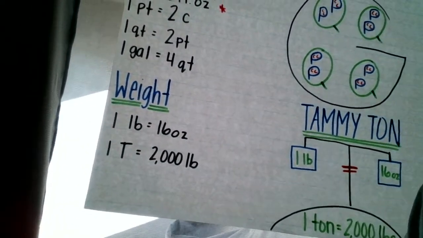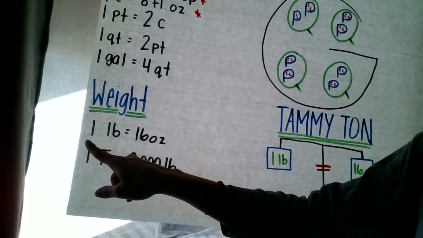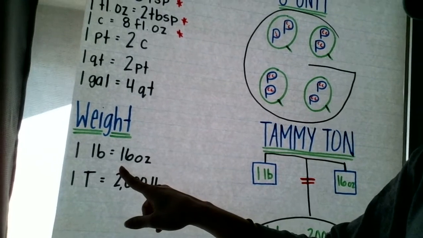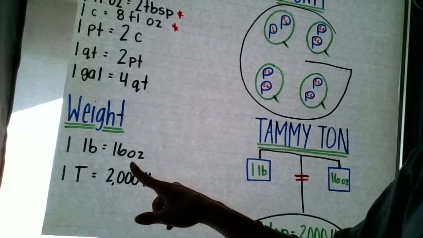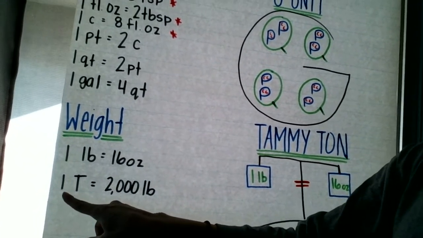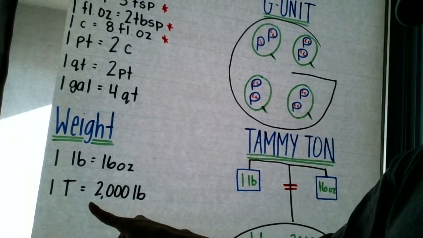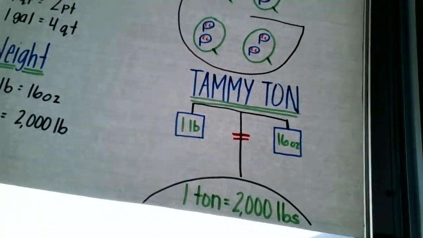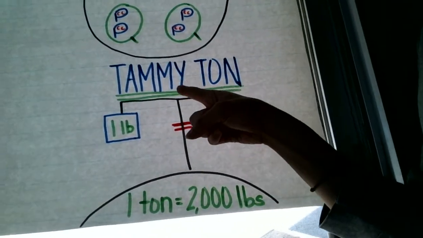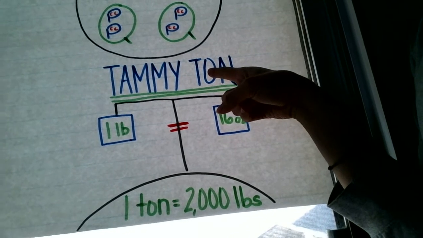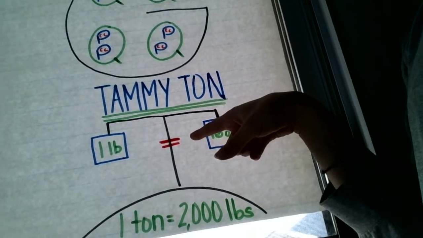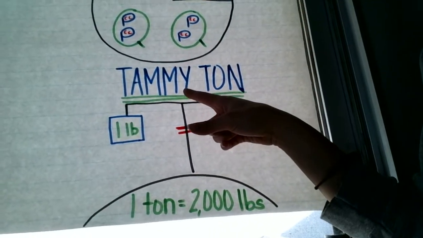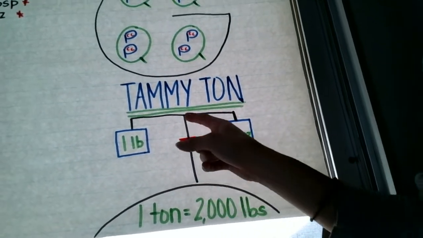Weight: 1 pound is as heavy as 16 ounces, and 1 ton is as heavy as 2,000 pounds. Now, over here we have Tammy ton. Lucky for us, all of them are included in Tammy ton. There were no red stars over here. So, Tammy ton. We have 1 big T.